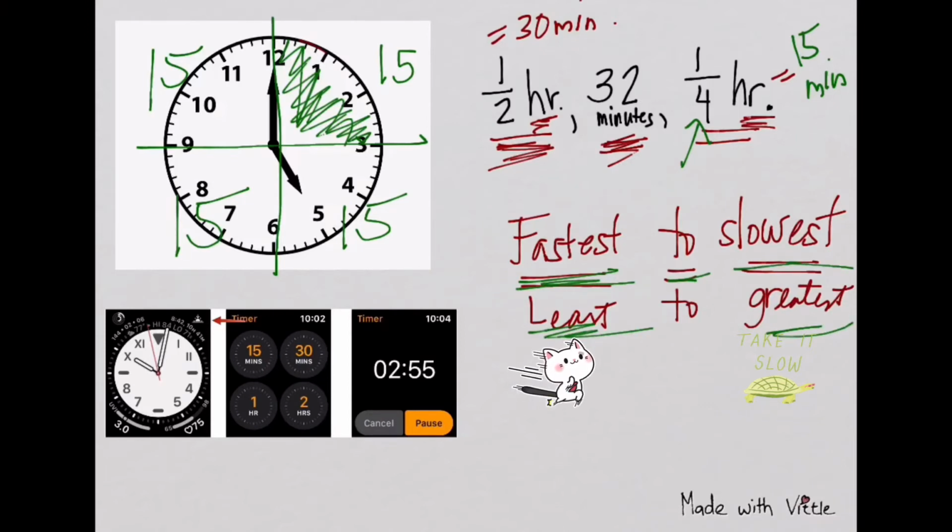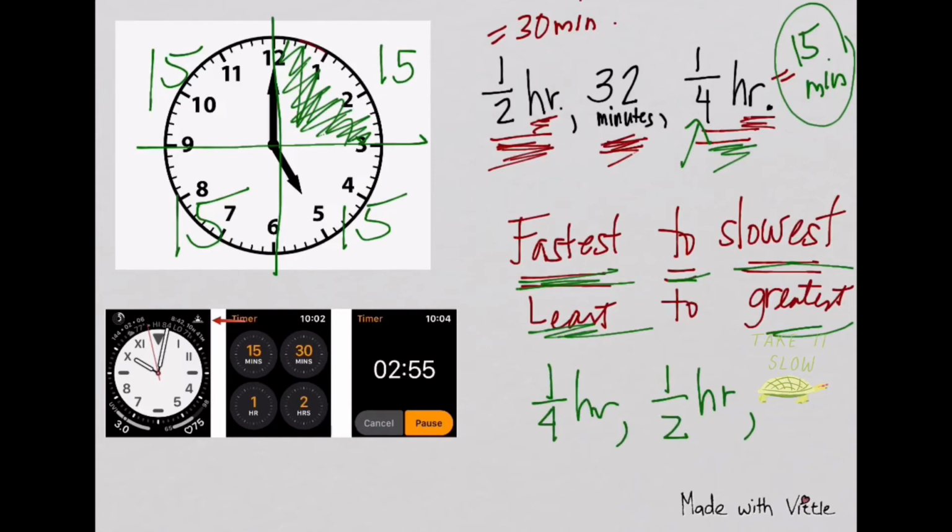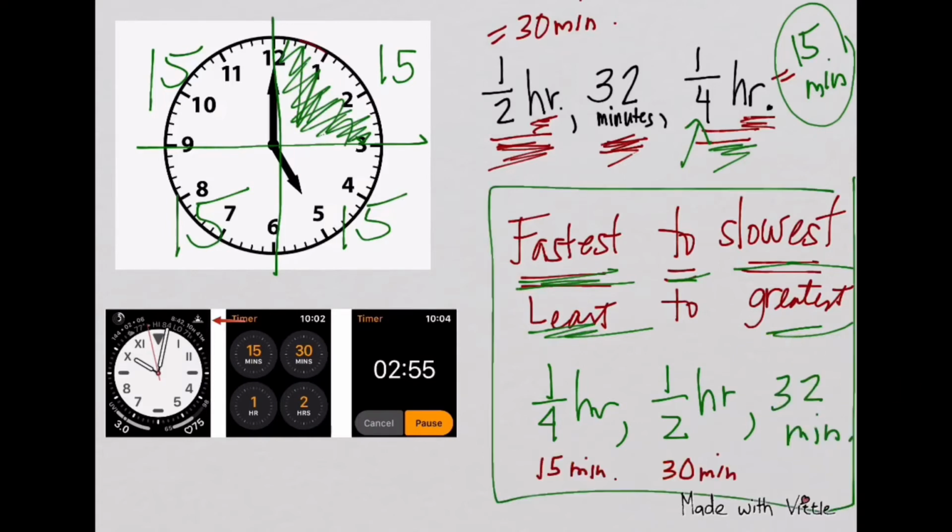So who is the fastest among them? It is the smallest amount of time, which is the 15 minutes, which is originally 1/4 of an hour. So we're going to write down 1/4 of an hour as the fastest. Next is half an hour and the 32 minutes. Least to greatest, or fastest to slowest.